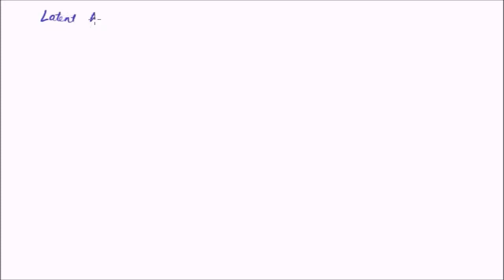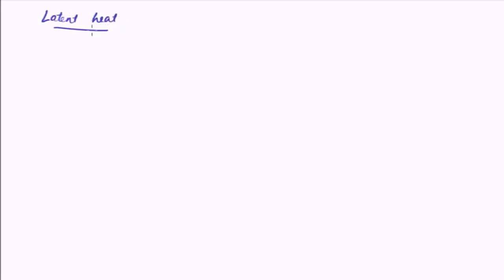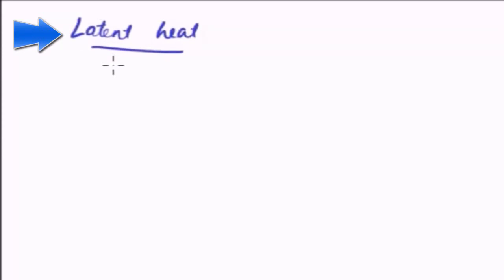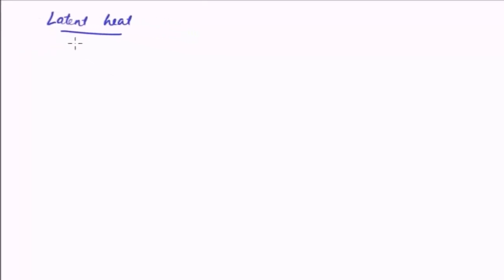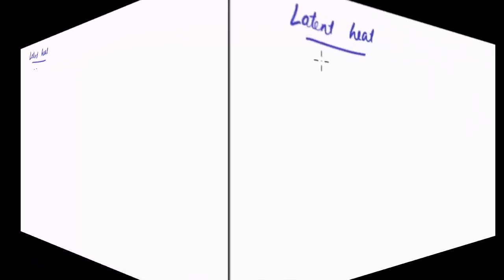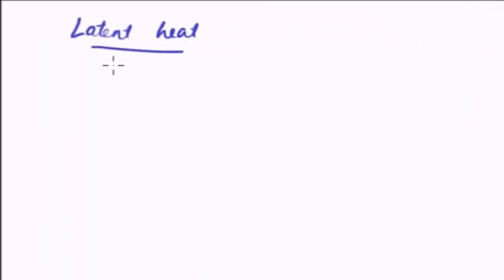Latent heat. The term latent means hidden. Its dictionary meaning is hidden. So it somehow means hidden heat. What do I mean when I say hidden heat or latent heat? When we heat a material, normally what happens is that the temperature starts to increase. So the external manifestation of heating the material is an increase in temperature, right? You keep on heating, the temperature keeps on increasing.